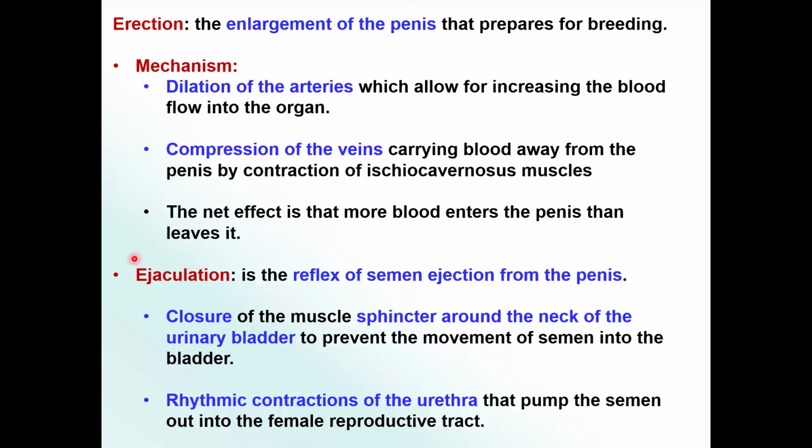The other process is ejaculation. Ejaculation is the reflex ejection of semen from the penis. What happens during ejaculation, first of all, is closure of the muscle sphincter around the neck of the urinary bladder, which is very important to prevent the movement of sperm into the bladder. Second, there is a rhythmic contraction of the urethra, which acts to pump the semen into the female reproductive tract.